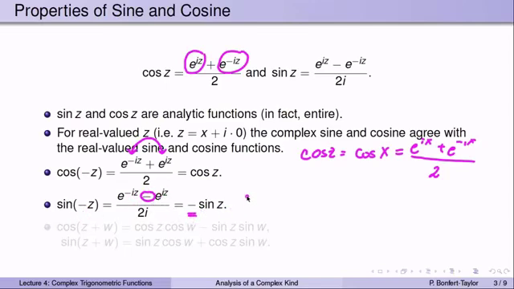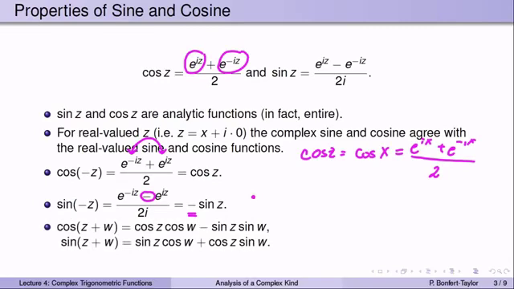Just the same thing is true in real valued analysis. Sine of minus x is equal to minus sine of x. The sine function is an odd function, and it remains so in the complex extension. Furthermore, the addition properties for the sine and cosine functions still hold. Cosine of z plus w equals cosine of z cosine of w minus sine z sine w, and sine of z plus w is sine z cosine w plus cosine z sine w.